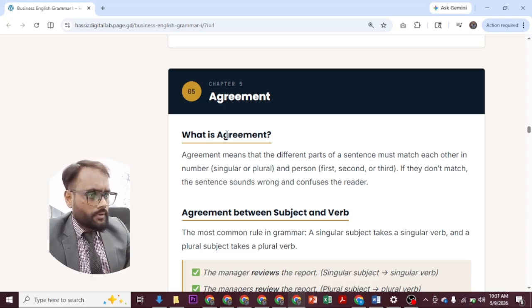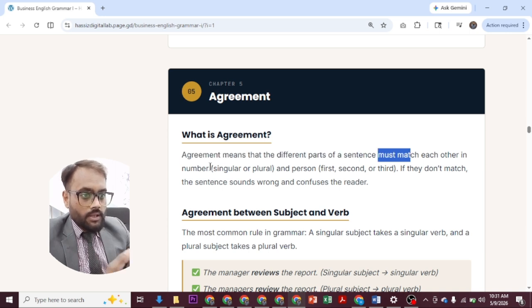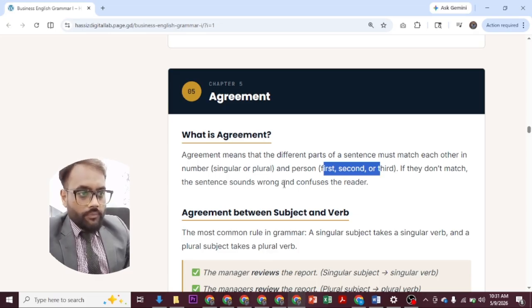According to the definition, agreement means that the different parts of the sentence must match each other in number. Okay, the most important thing is over here: the different parts of the sentence must match each other in number. It must be singular or plural, and person first, second or third. If they don't match, the sentence sounds wrong and confuses the reader. Okay, the main thing is over here: what agreement means.